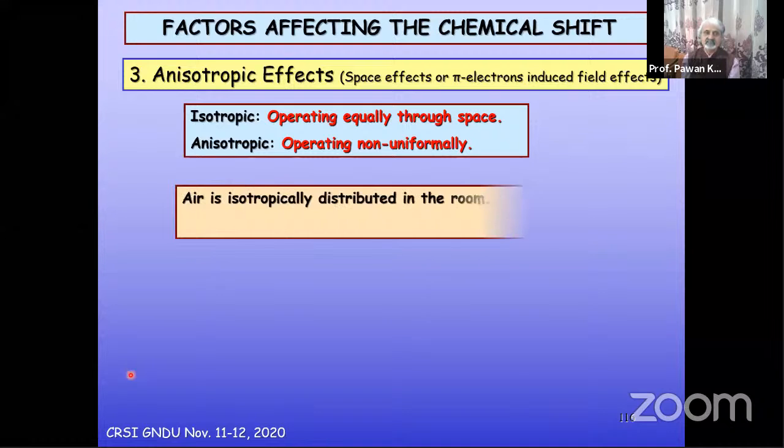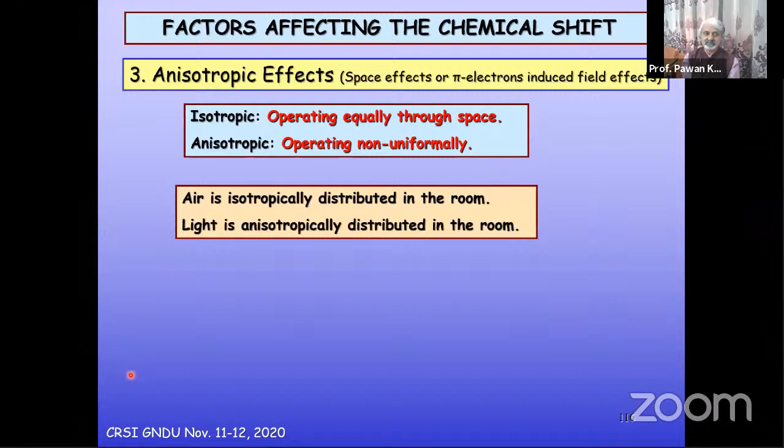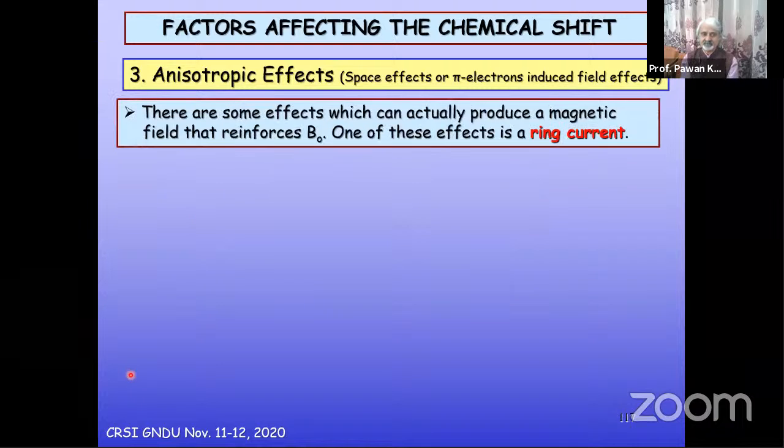So I can say that air is isotropically distributed in the room where I'm sitting. Whereas on the other hand, I have a tube light in front of me. So there is more light in my front as compared to my back. So light is anisotropically distributed in the room. So that is anisotropy, nothing more than that. So isotropic and anisotropic. Now, what are these anisotropic effects?